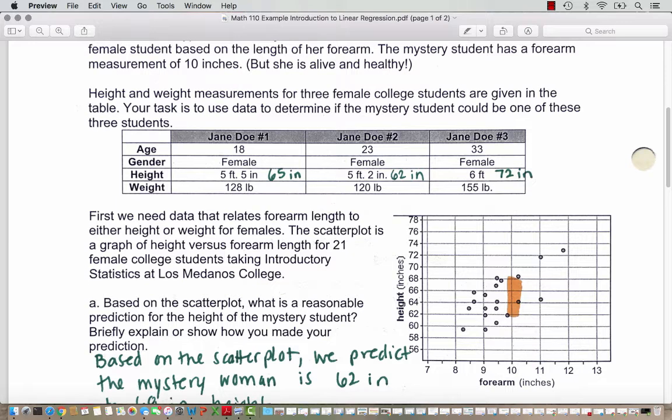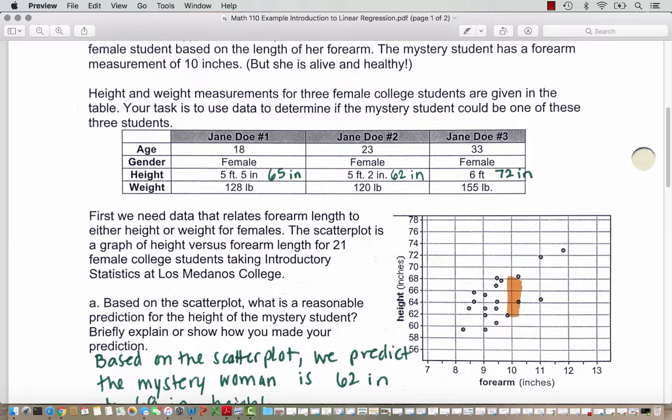So we have Jane Doe number 1, who's 18 years old, female gender. Her height is 5 feet 5 inches, and I have converted that entirely to inches. So since each foot is 12 inches, someone who's 5 foot 5 inches is 65 inches tall, and her weight is 128 pounds. Jane Doe number 2 is 23 years old, female gender, 5 foot 2 inches, which is the equivalent of 62 inches, and a weight of 120 pounds. And Jane Doe number 3 is 33 years of age, female gender, height 6 feet or 72 inches, and the weight is 155 pounds.